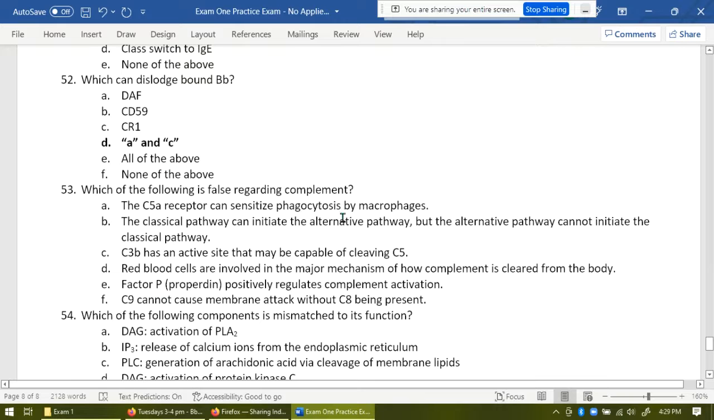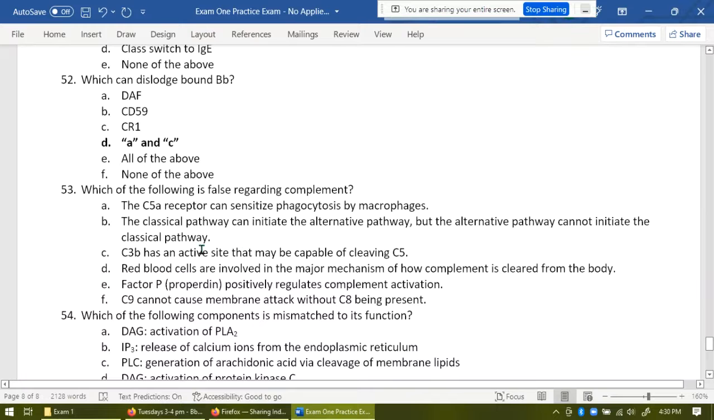The classical pathway can initiate the alternative pathway, but the alternative pathway cannot initiate the classical pathway. This one is not false. This one is true. So the classical pathway can produce C3b, which can bind to the pathogen surface and trigger the alternative pathway, right? So the first part, that's true. The alternative pathway, however, cannot initiate the classical pathway because it doesn't make any intermediates or mediators that trigger the classical pathway. The classical pathway is triggered by IgG, IgM, or C-reactive protein. And nothing about the alternative pathway suggests that you would get any of those things attaching to the pathogen.